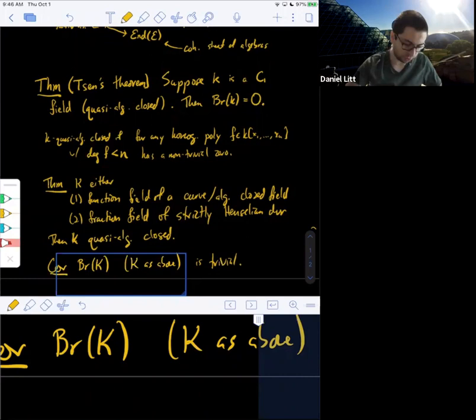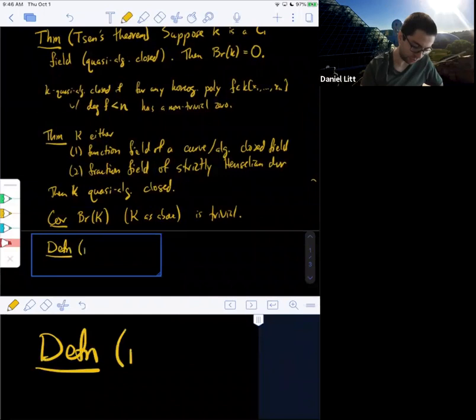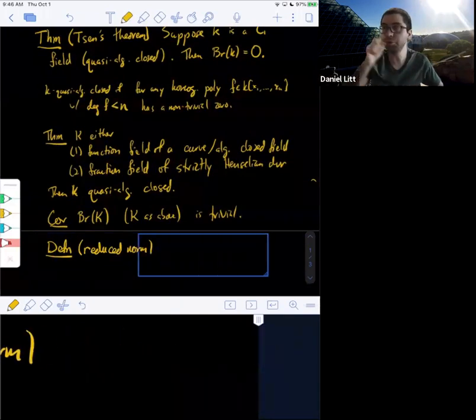All right, so I want to start by proving Tsen's theorem, and it's actually very simple with what we've done, but I'm going to need a definition, which is the notion of the reduced norm. So the reduced norm is to Azumaya algebras, so endomorphisms of twisted sheaves, what the determinant is to matrix algebras. Okay, and that's actually the definition.